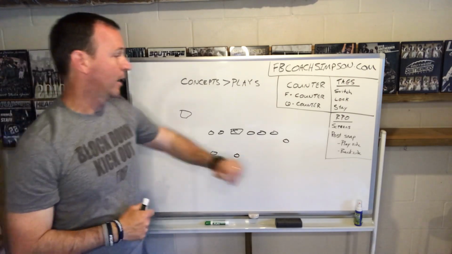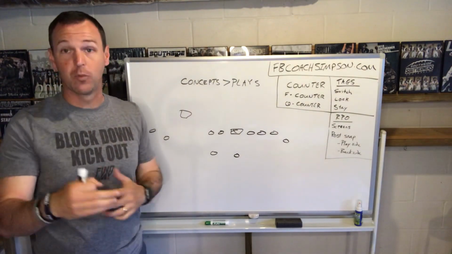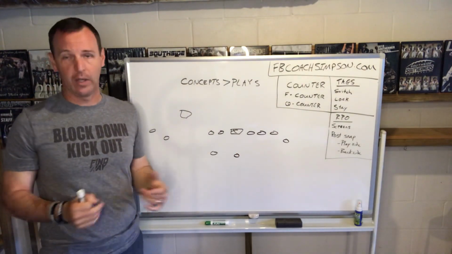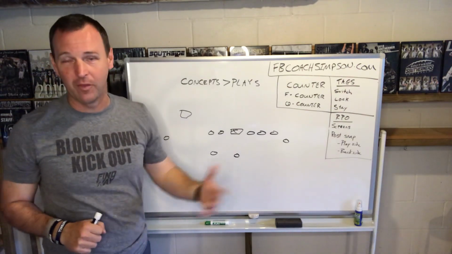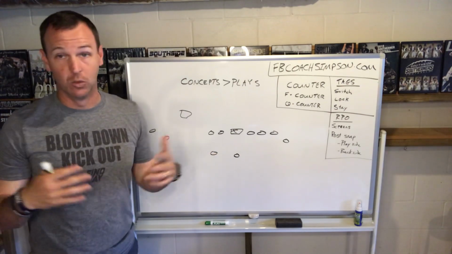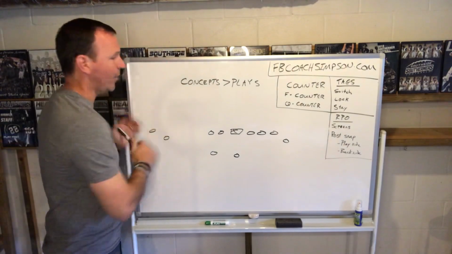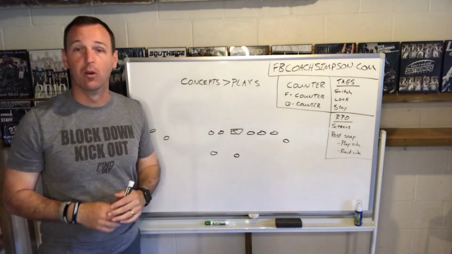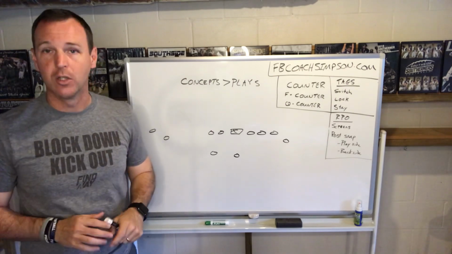The second thing you can do is you can start looking at, okay, we actually want to do some post-snap true RPOs off a counter. Now, counter, the way we run it is a little bit different because we are double handing off, but the way we do it is we start making it a QB read. So we'll look at a playside RPO, we'll look at a backside RPO, and you're only limited in the RPO world by your own imagination.